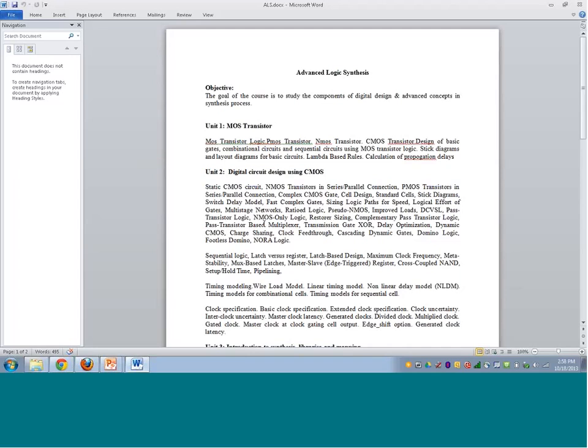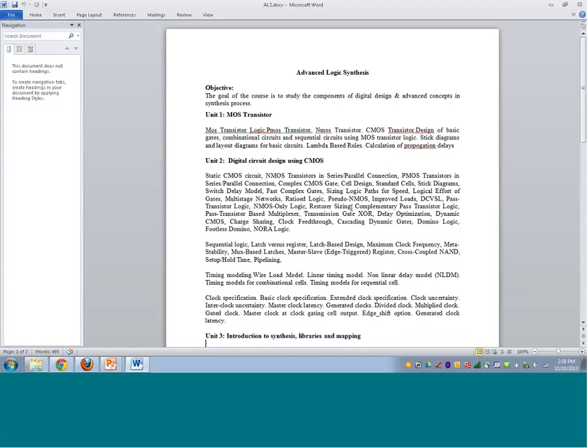Then in Unit 2 we'll study the different logic families that make up the digital design, like NMOS logic, ratioed logic, pseudo NMOS, transmission gates, and so on. We'll also look at how we calculate, or estimate, the propagation delay of a cell. We'll see different kinds of combinational and sequential logic design techniques.